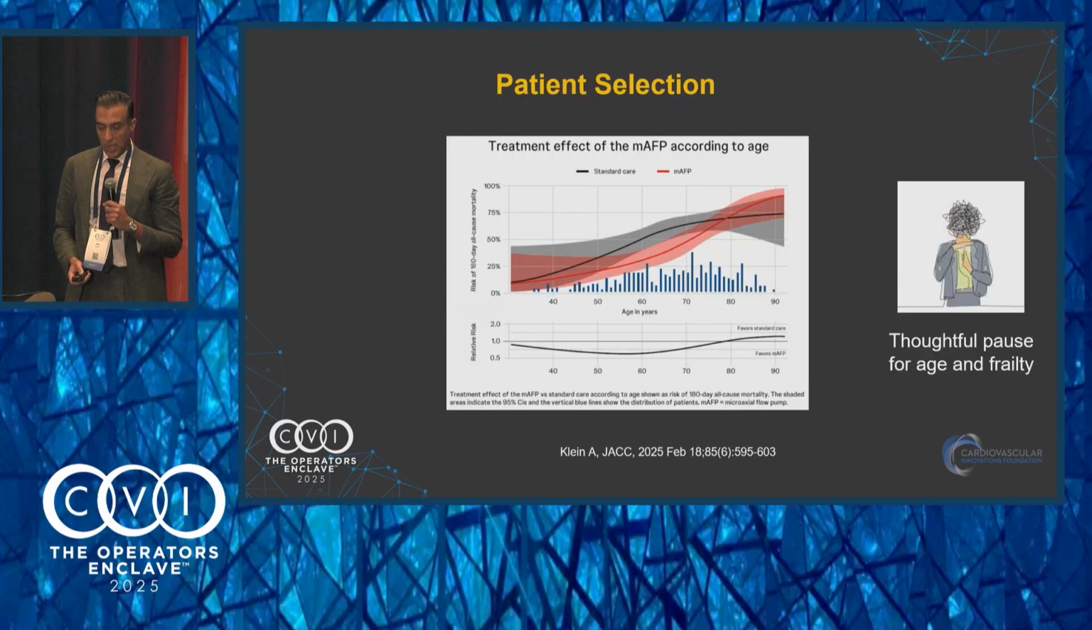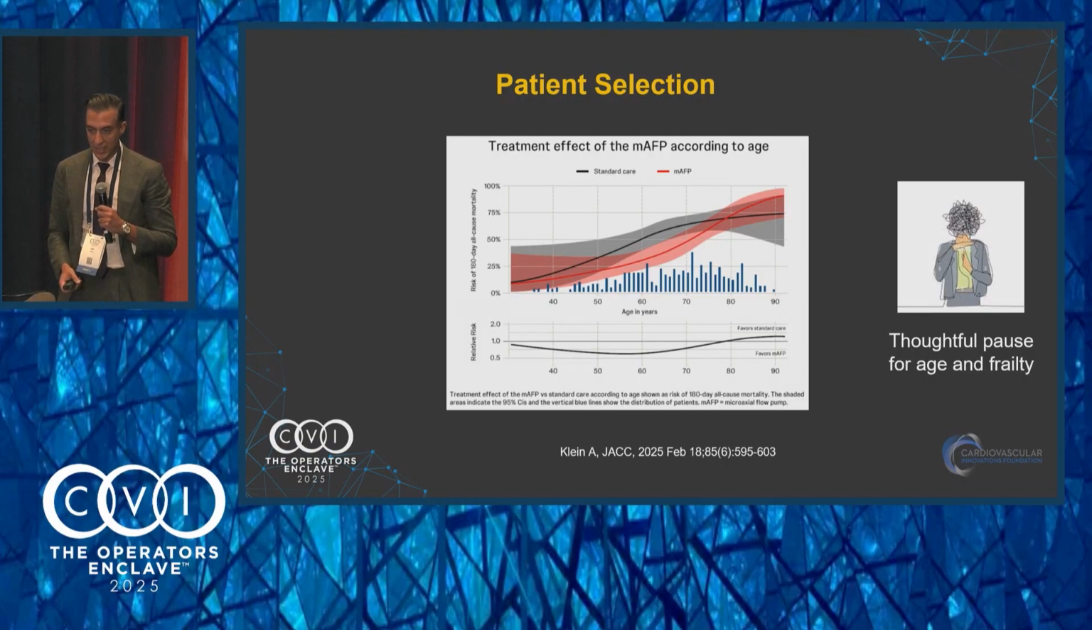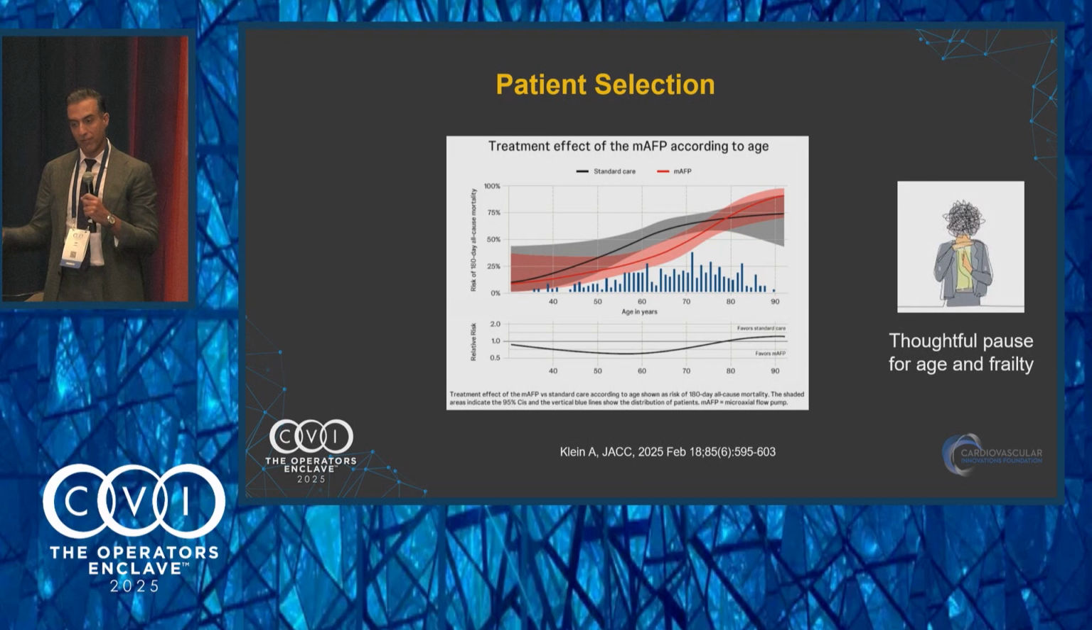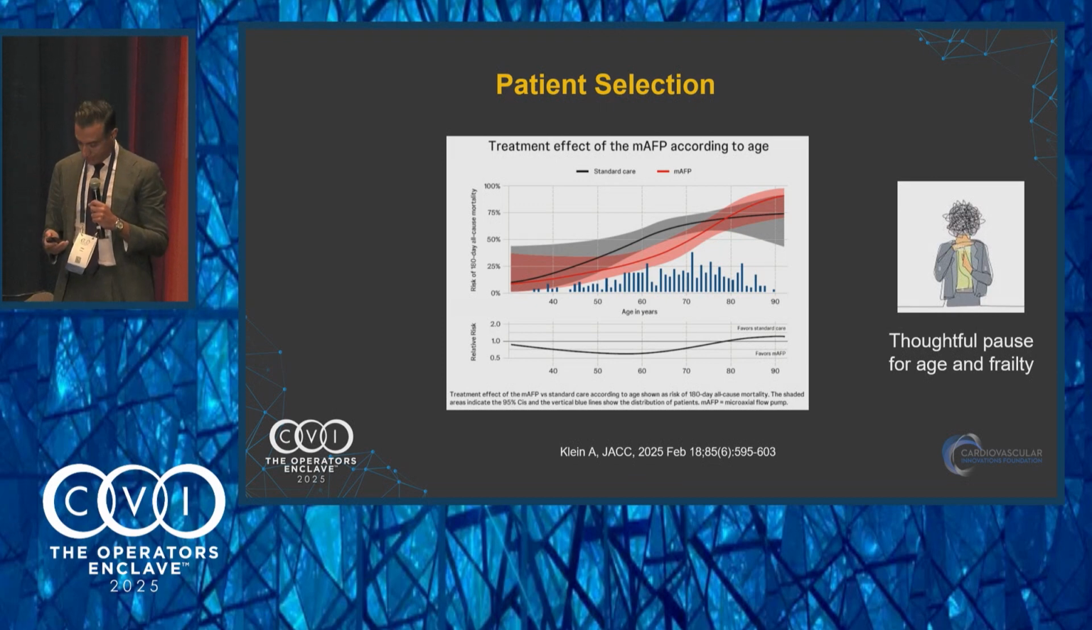When it comes to mechanical support, patient selection matters. As you can see in the DanGer trial, in patients above the age of 77, there wasn't much benefit in putting these devices in. So in our program, we have a thoughtful pause when we have patients above the age of 75, especially if they're frail.